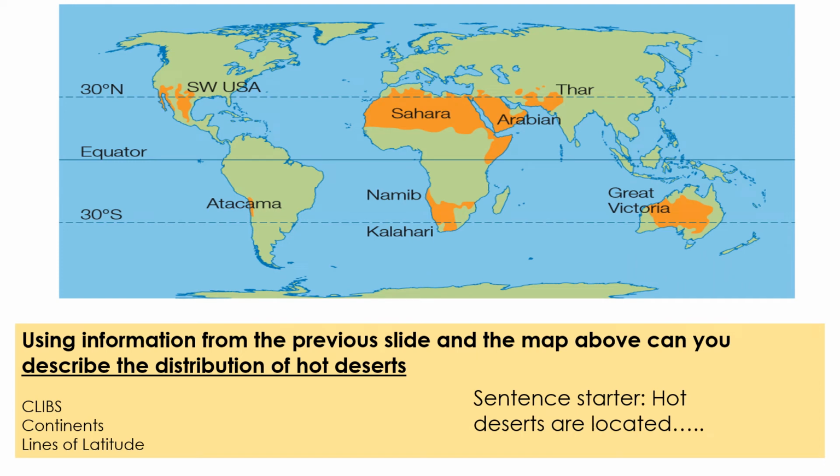So thinking about the distribution of hot deserts, what I'd like you to have a go at doing now is writing a small paragraph into your book which describes the distribution of where hot deserts are found on the Earth's surface. To help you do that, you might want to use some of the pointers below. So I've provided you there with CLIBS. We've used that a number of times, and we did use that when we described the distribution of rainforests. You might want to use continents, and you could also use lines of latitude to help you do that. I provided you with a sentence starter to get you thinking about where they're found, and you can also use some of the sentences that we looked at previously. So just in your book now, have a go at describing the distribution of hot deserts on the Earth's surface.